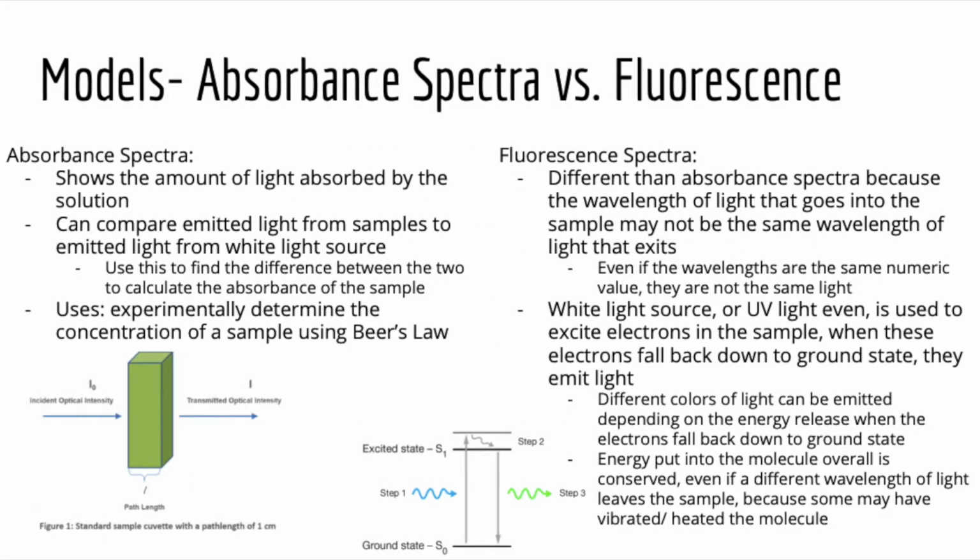We can compare the emitted light from a sample to emitted light from the light source in order to find the difference between them to calculate the absorbance of the sample. A use for this is to experimentally determine the concentration of a sample, and again, using Beer's law.